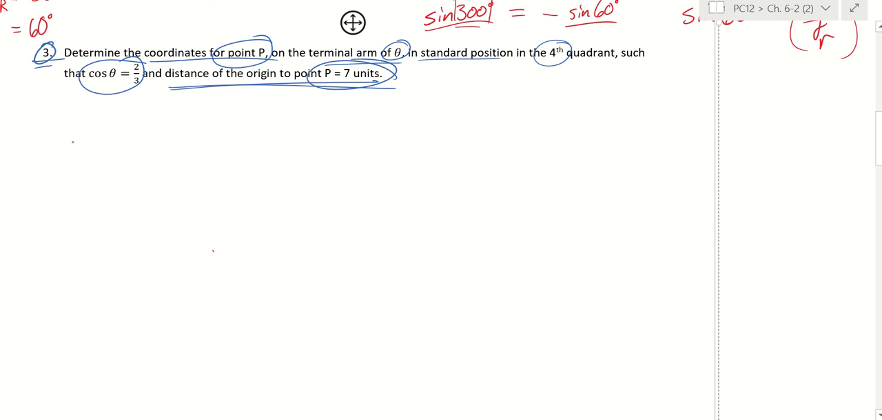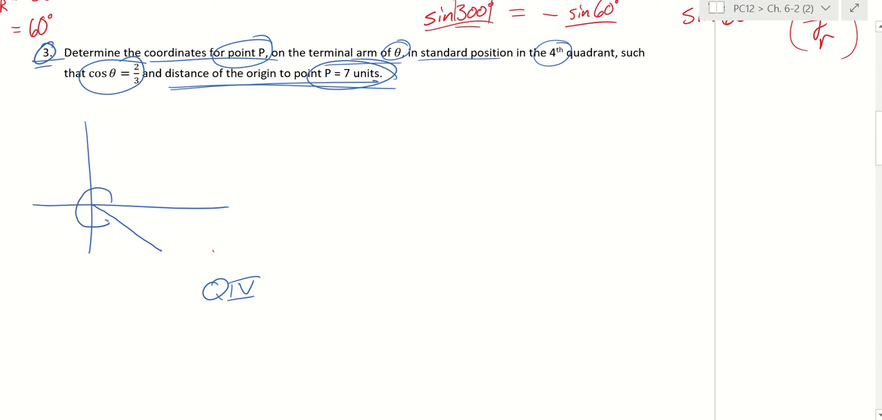Hey, let's actually just draw a picture here, because pictures always help me. So we know that we want to terminate in quadrant 4. And so here we go. We have some angle, theta, in standard position. And it says that there is some point P on this terminal arm, and this point has coordinates. So what are the x and y coordinates of this particular point on this particular terminal arm of this particular angle in standard position? Okay, so that's really what we're solving.